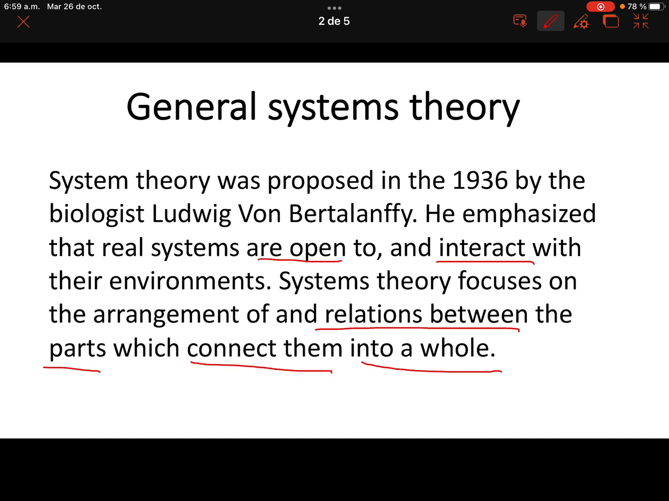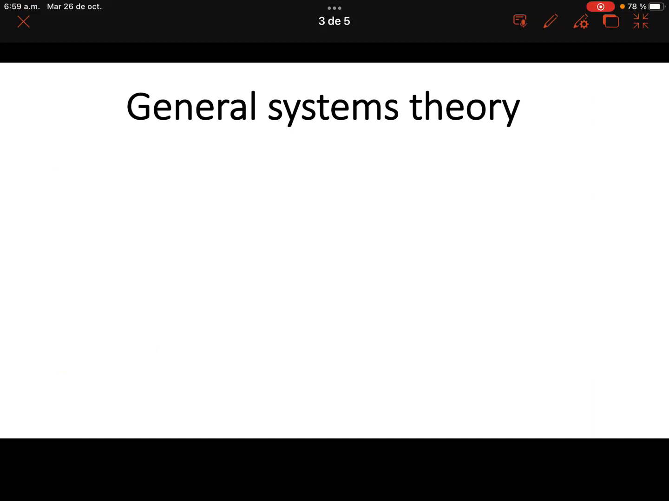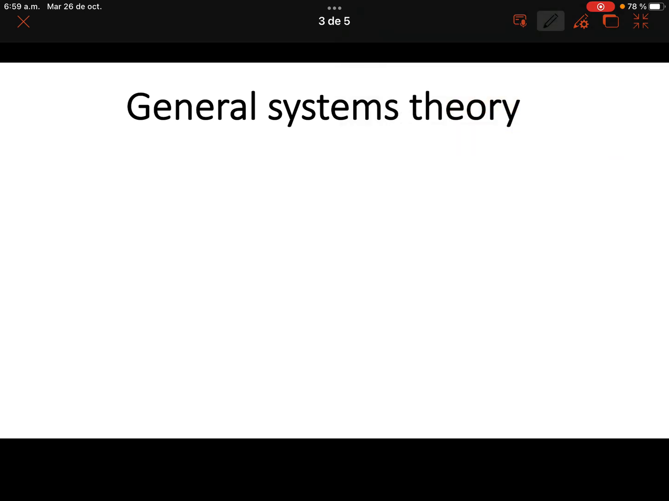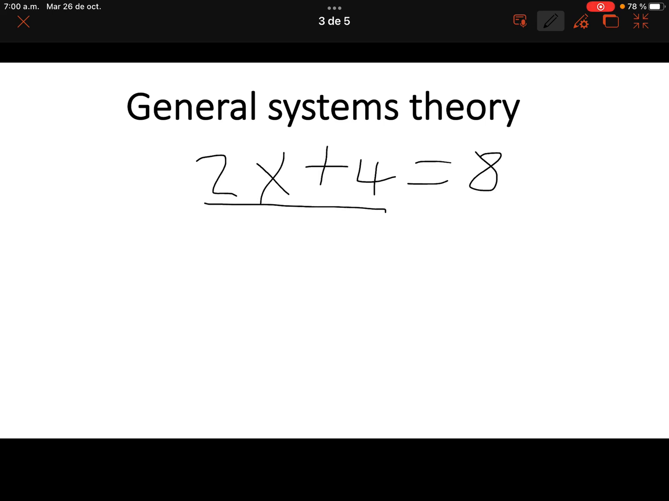If we use the general system theory in math, we have one specific application, and that application is equations. Then let's consider this equation: 2x plus 4 equals 8. Okay? Then this equation has parts. We have the left part, 2x plus 4, and we have the right part, 8.